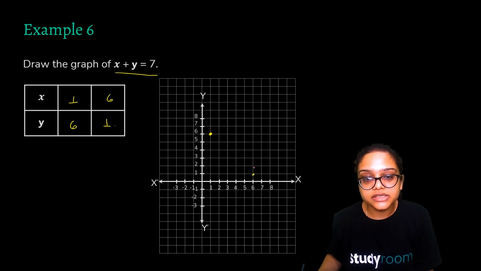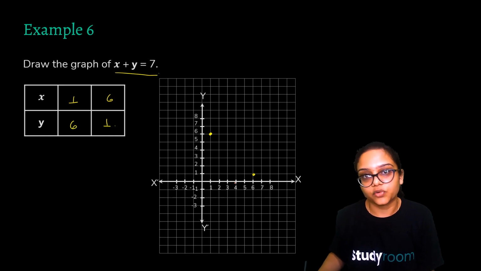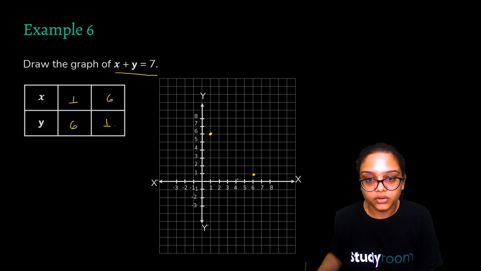Now, I won't say just draw 2 points. Just take a midpoint so that we can neatly draw the line. Suppose I took 4, so 4 comma 3 would be there. Suppose I took 3, so 3 comma 4 would be there. Suppose 2, then 2 comma 5.